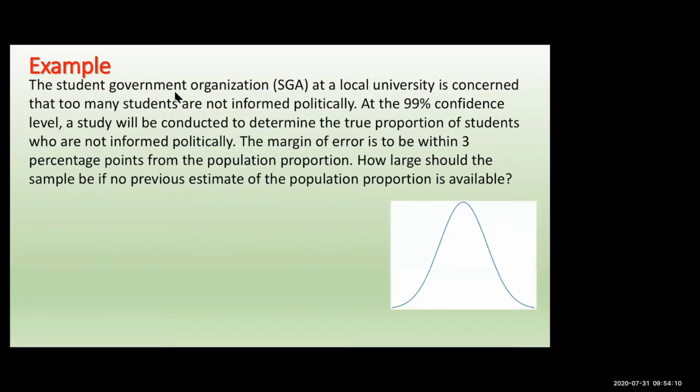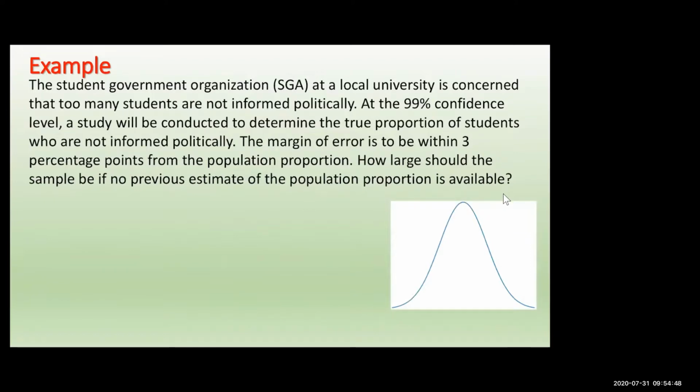Example: the student government organization, SGA, at a local university is concerned that too many students are not informed politically. At a 99% confidence level, a study will be conducted to determine the true proportion of students who are not informed politically. The margin of error is to be within 3 percentage points from the population proportion. How large should the sample size be if no previous estimation of the proportion is available?